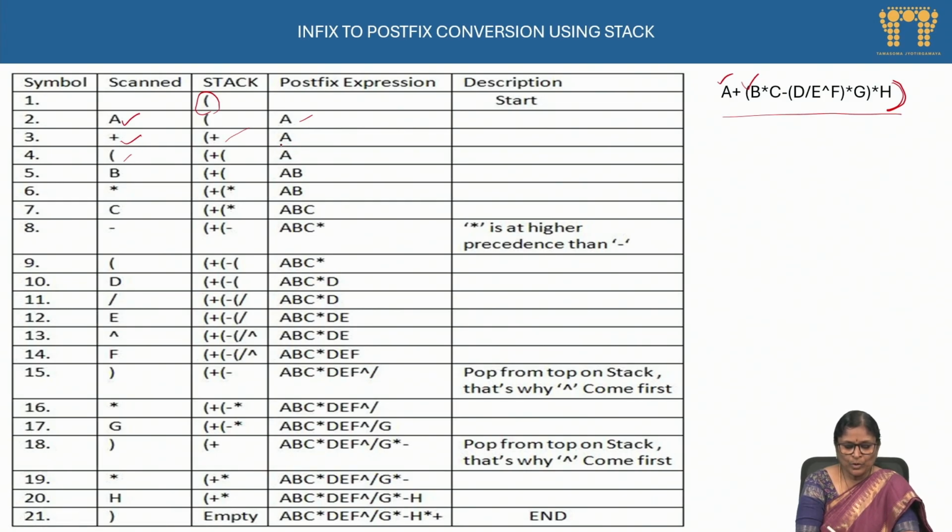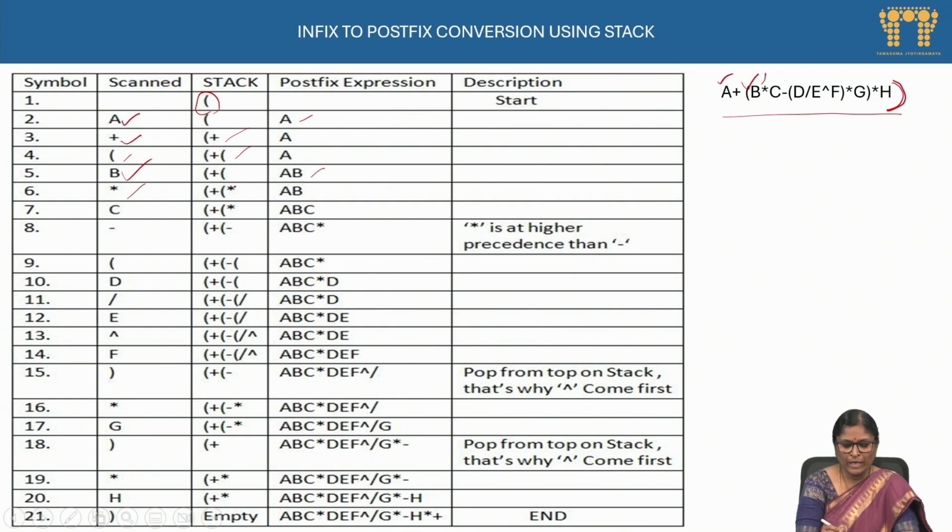Now so far the postfix expression is A, and this is the content of the stack. The next symbol scanned is B. If an operand is encountered, add it to the expression. Next is an operator. If an operator is encountered, add it to the top of the stack.